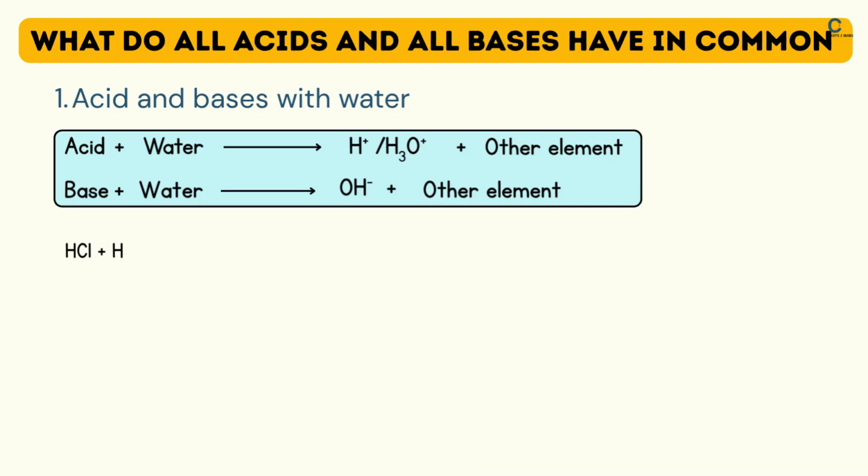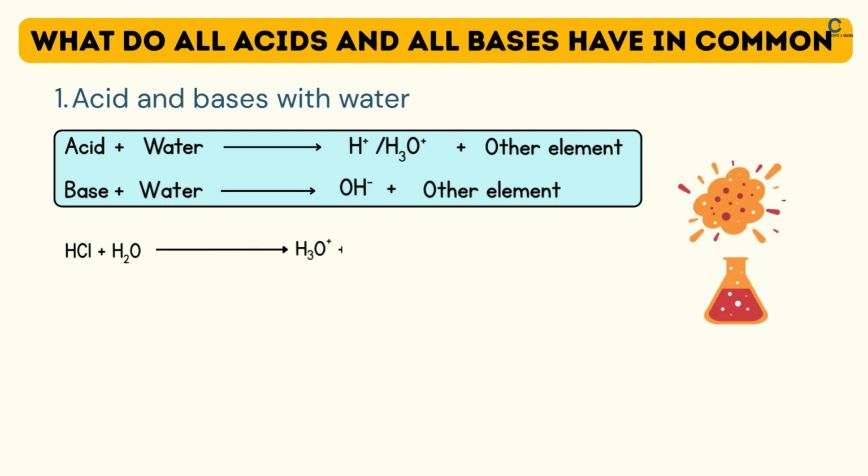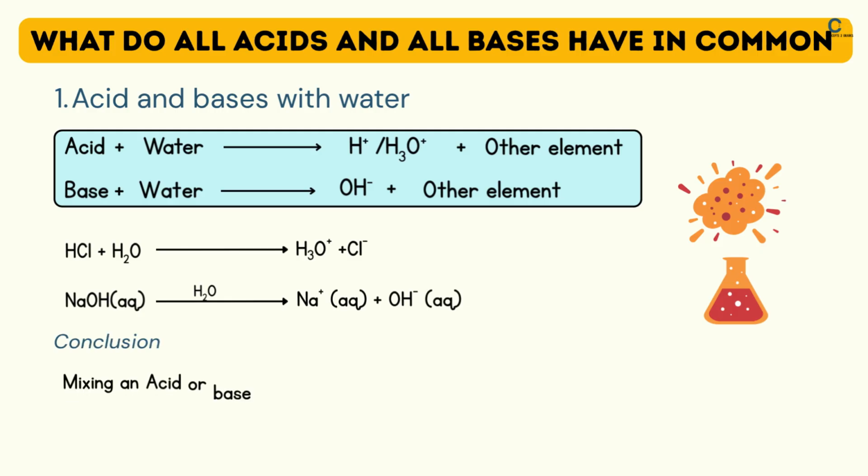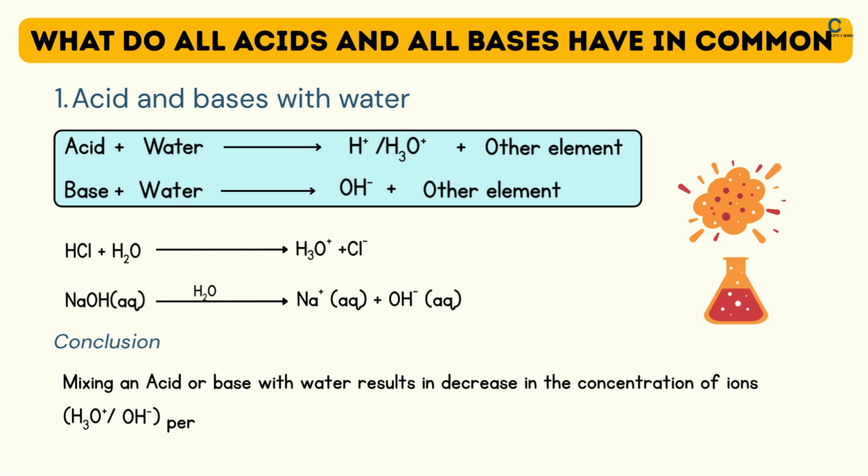Hydrochloric acid is reacted with water, which also causes an explosion. It gives rise to hydronium ion and chloride ion. Similarly, sodium hydroxide with water gives rise to sodium ion and a hydroxide ion. Mixing an acid or a base with water results in the decrease in the concentration of ions, hydronium ion in acids or hydroxide ion in bases, per unit volume, and this process is called dilution.